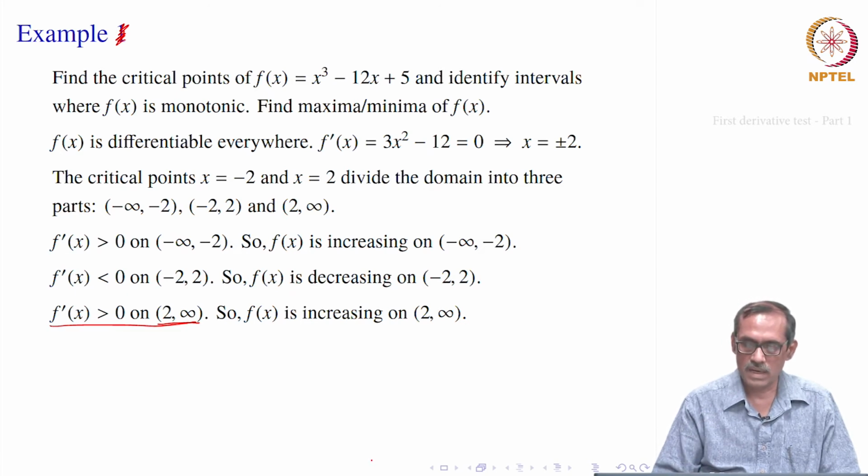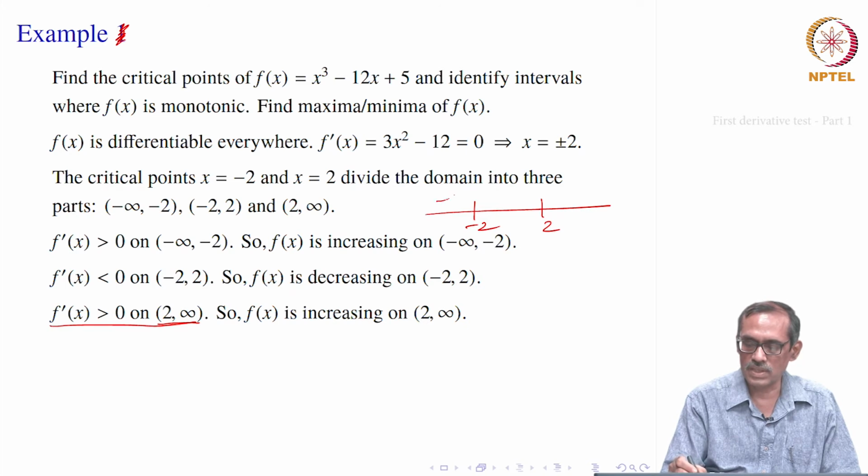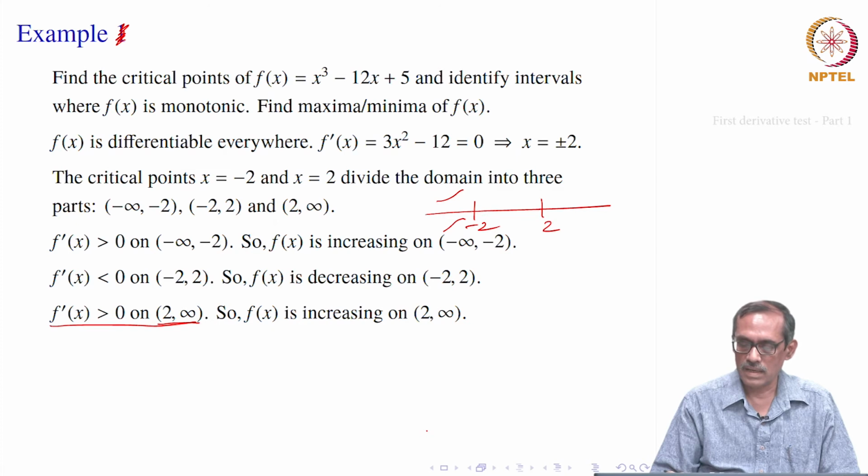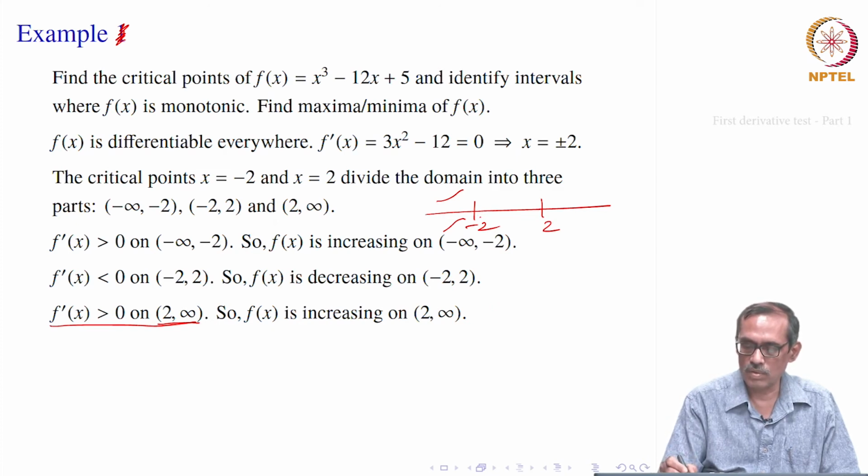So, how does it happen? Let us look at the summary. It is increasing on minus infinity to minus 2. So, it is minus 2, 2, and then it is decreasing from minus 2 to 2. Then it will look something like this, decreasing, but it decreases to 0 again at 2, right.